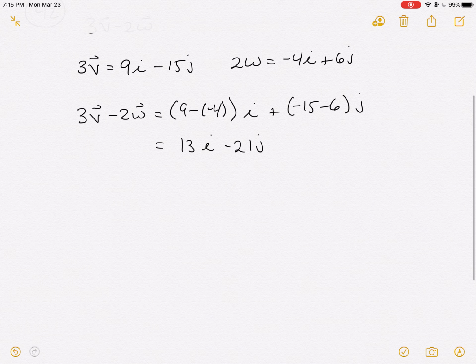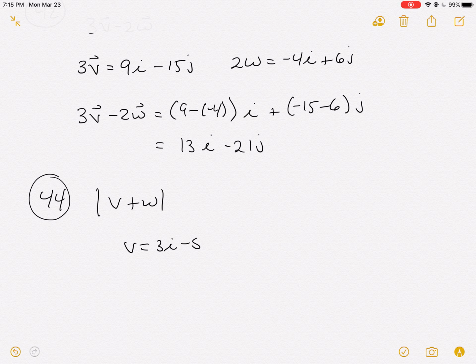Now 44 I'd like to also do here. 44 is asking you to take the magnitude of v plus w. So let's remind ourselves what v was. v was 3i minus 5j, and w is equal to negative 2i plus 3j. And I'm supposed to take v plus w, so v plus w is simply 3i minus 2i, that's just a single i, and negative 5 plus 3, that's minus 2j. So you can just add them.